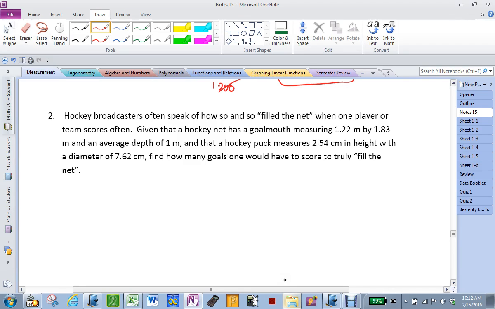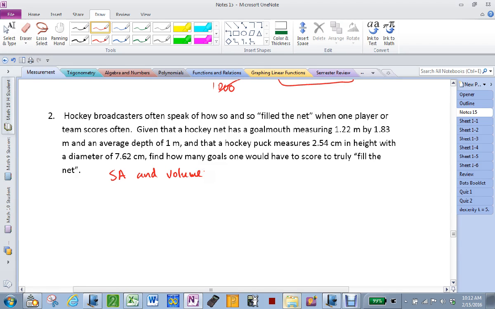How many people think, well, obviously if you use volume, that's the way to do it, because you're filling the net, right? What's wrong with that? Amber? There would be empty space. There's empty space. Can't use volume, because they're circles. So you must use a mix of surface area and volume.